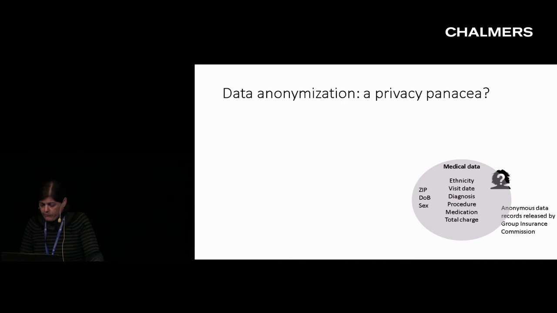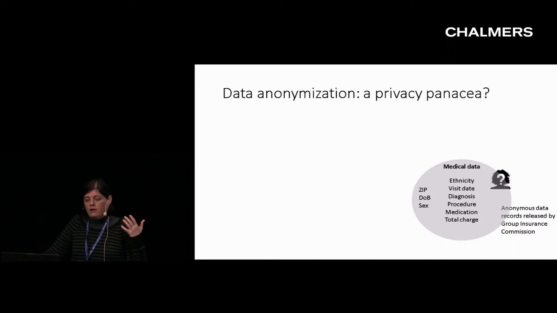So, to name one of the early examples, of course, the first thing you would think about if anonymity means having no name, is that the thing you need to do to make something anonymous is to remove the name, right? That is kind of obvious. So this is what the Group Insurance Commission did in the 90s.